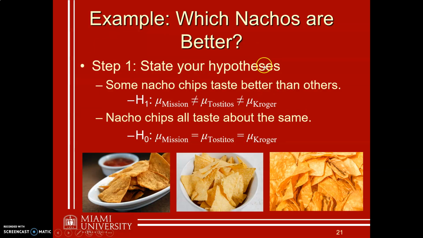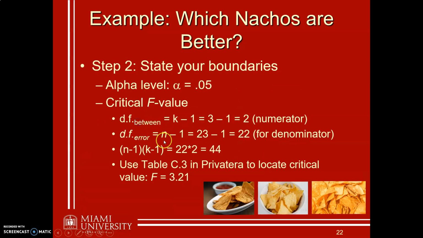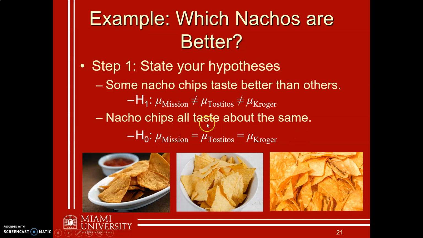We would still state our hypotheses, with the idea that perhaps some nacho chips taste better than others. This is our alternative or research hypothesis that shows us the mean flavor rating across those 3 groups are not equal, or there might be a difference somewhere. We are testing mathematically our null hypothesis that suggests all of the chips taste about the same. And again, same people eating all 3 kinds of chips and rating which one is most flavorful.